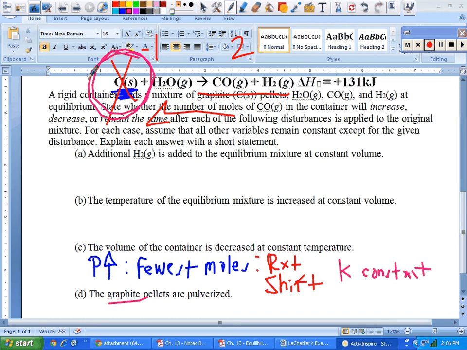And the last one, what if I add a catalyst? No shift, because all it does is speed it up. Now, could that potentially affect K? Yes, it could potentially affect K. Why? It's lowering the activation energy. It's altering a different pathway. Therefore, the rate should increase because the time should decrease. So it can affect K, but they're never going to ask you if you add a catalyst, what happens to K? There's no shift, but K could potentially be affected.